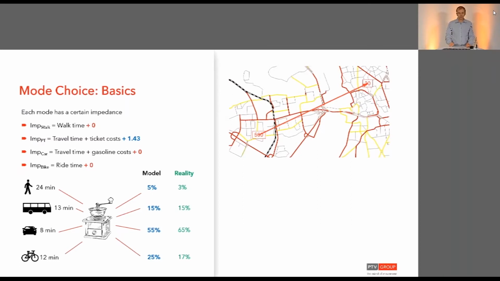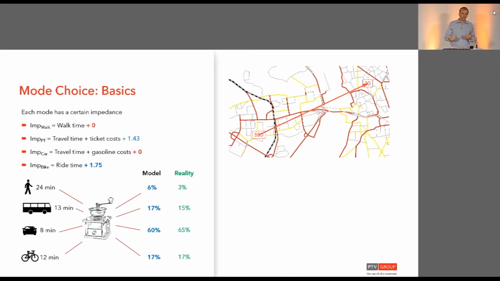Okay, very good. And then we go to the next mode, say bike. Bike is currently in the model 25%. We want to reach 17%, so we try some numbers for the bike impedance. We get, for example, one, and they are in accordance: 17% model, 17% reality. But unfortunately, again the public transport share has changed, because when we reduce bike share, then the other modes win some share.